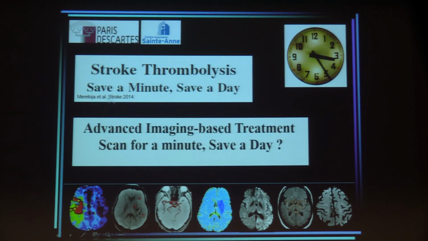So you might have seen this paper, "Stroke thrombolysis: save a minute, save a day," and maybe one day we are going to be able to publish something called "Advanced Imaging-Based Treatment: Scan for a Minute, Save a Day."